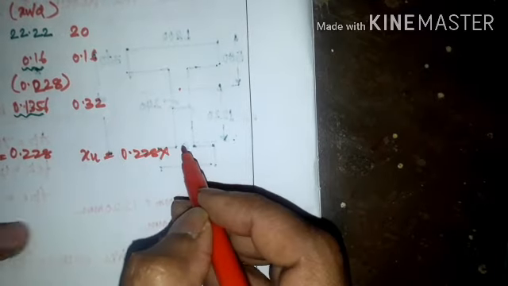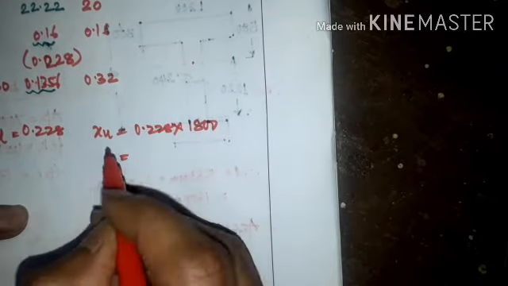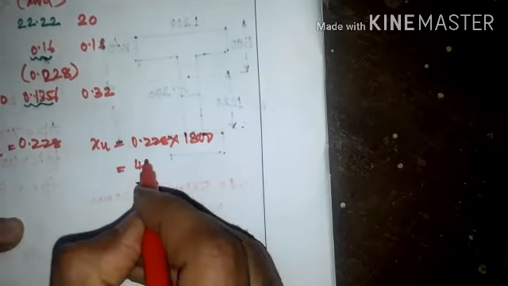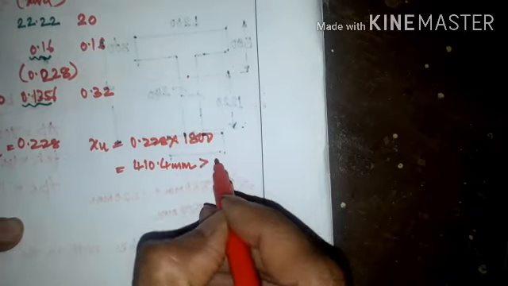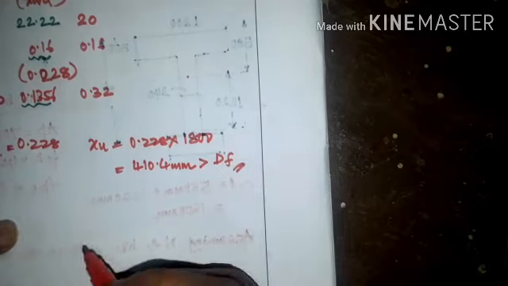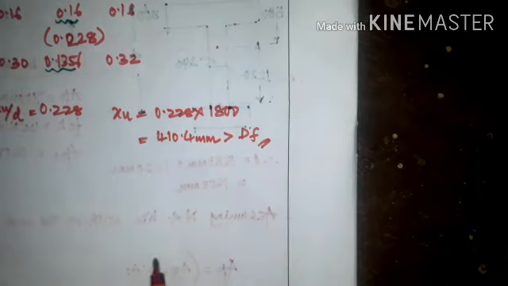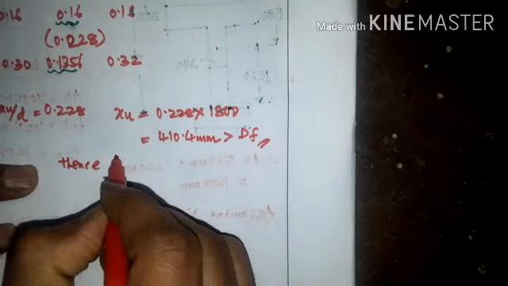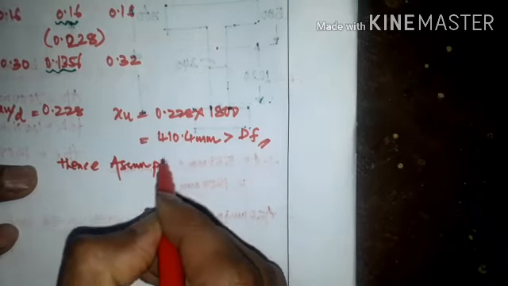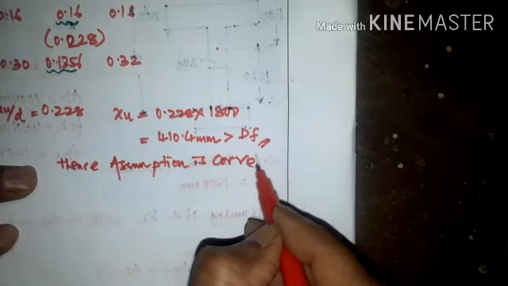Therefore XU is equal to 0.228 into depth, which is 1800, that is 410.4 mm, which is more than DF. So we assumed that XU is more than DF, hence the assumption is correct.